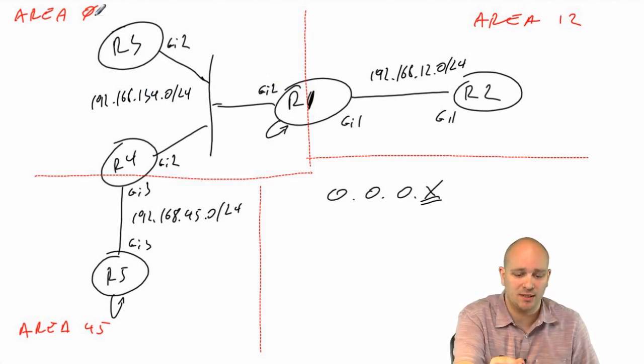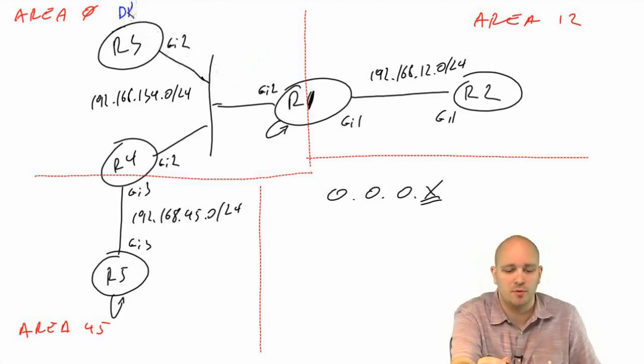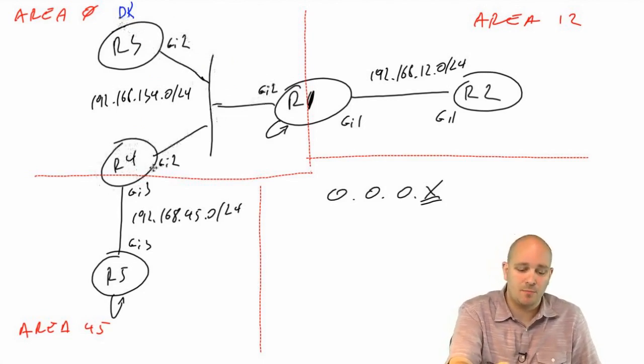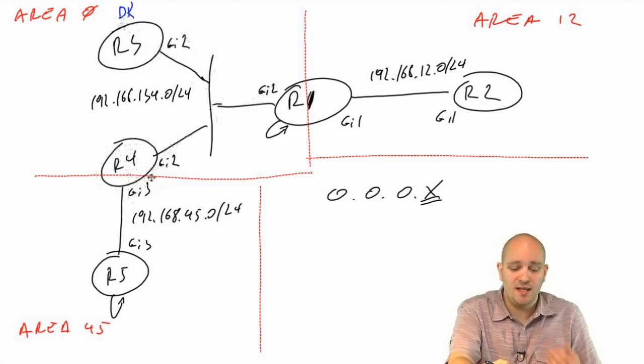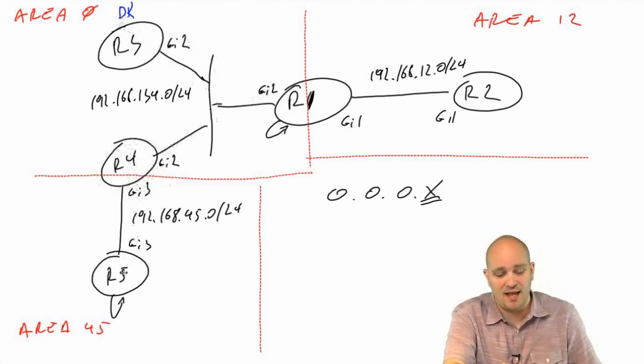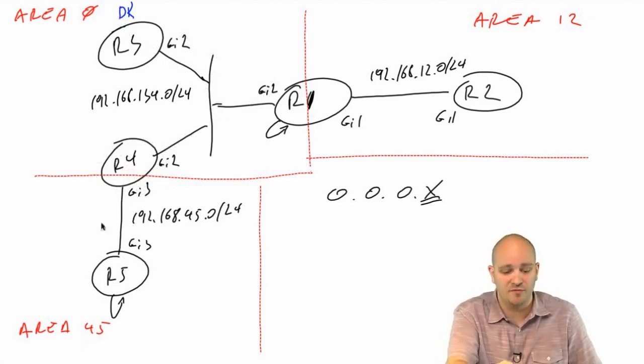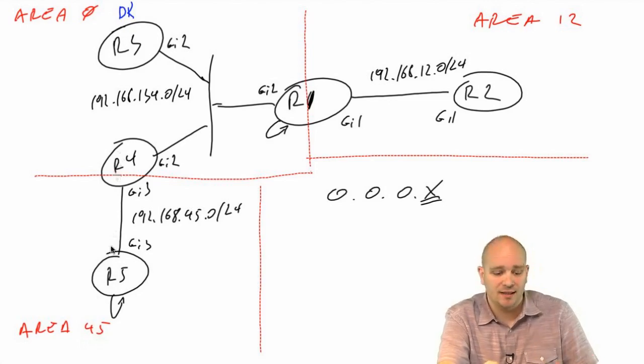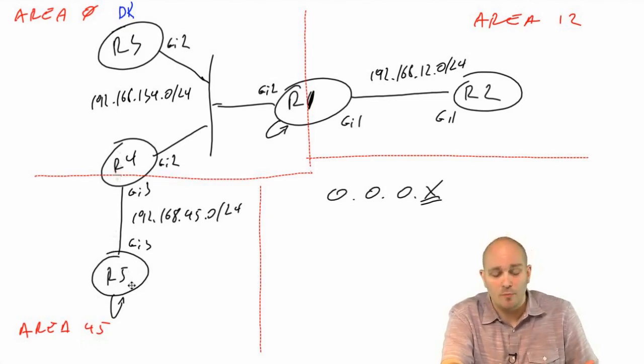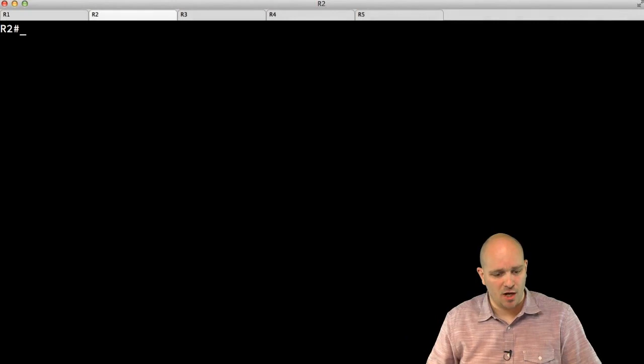And you might remember that in this setup here, R3 is our DR, even though it's not going to be relevant for anything, but just as a reminder. Then I'm going to go to R4 and make sure that I have my interface gigabit 3 enabled for OSPF, and that I have a neighbor with R5 in area 45. And finally, I'm going to make sure that the same thing is true on R5. So let's start with R2.